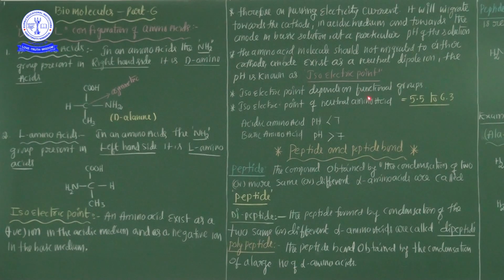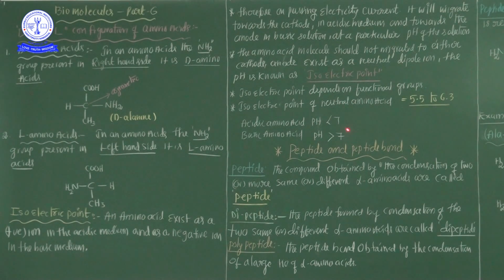Isoelectric point depends on the functional group, the ammonia group or otherwise the carboxylic acid group. So the isoelectric point depends on the functional group. The isoelectric point of a neutral amino acid is the most important value.